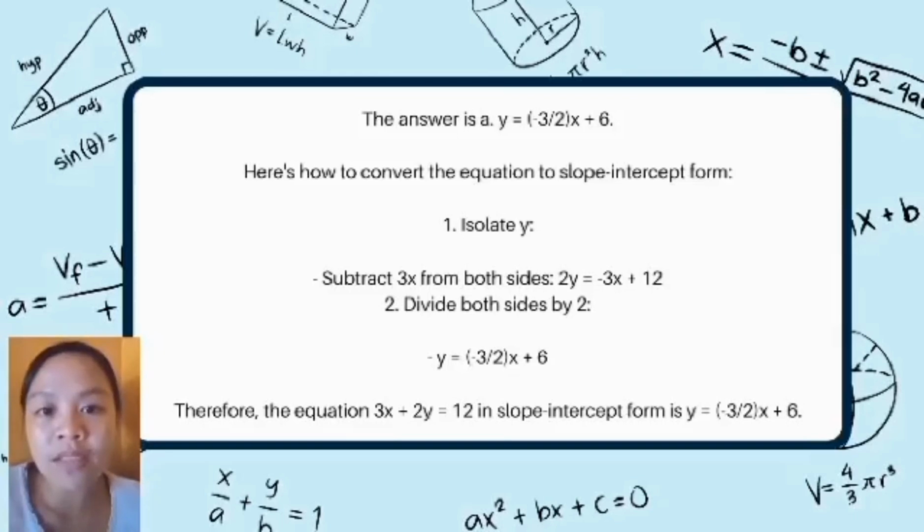Step 2, divide both sides by 2. This will isolate y on the left side. So 2y divided by 2 equals negative 3x plus 12 divided by 2. So we have y equals negative 3 halves x plus 6. Therefore, the equation 3x plus 2y equals 12 in slope-intercept form is y equals negative 3 halves x plus 6.